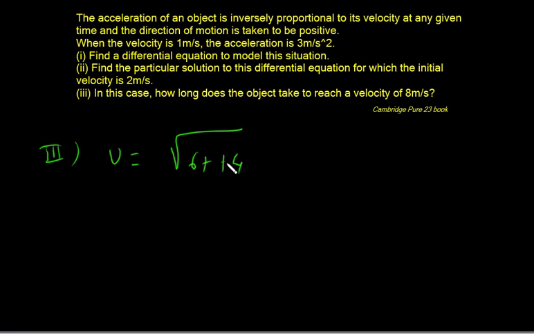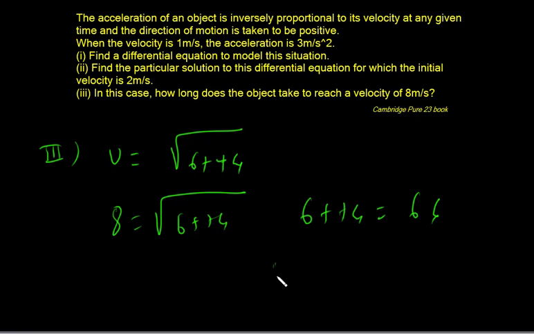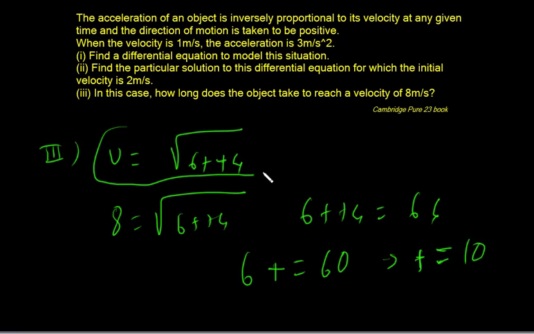So simply, v is 8, so we have 8 equal to the root of 6t plus 4. So 6t plus 4 is equal to 8 squared, which is 64. Thus we have 6t is equal to 60, and t is equal to 10. Right, t is 10. So once you have the differential equation, there will be questions like this and you can solve them. So that's how you solve a problem like this. Fairly simple.